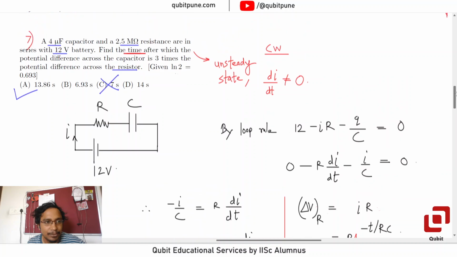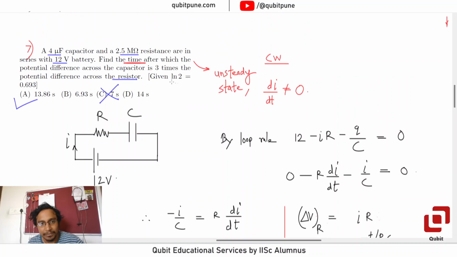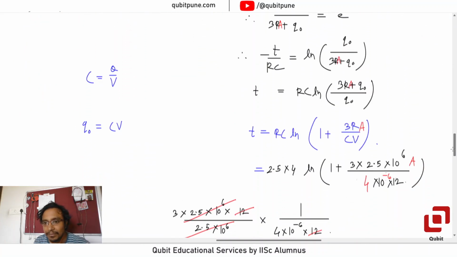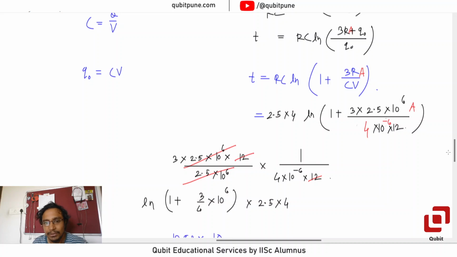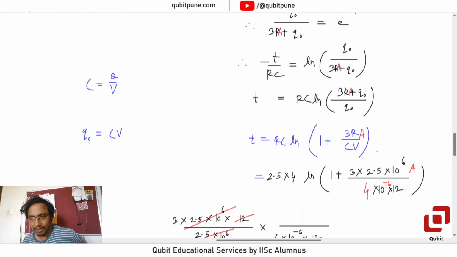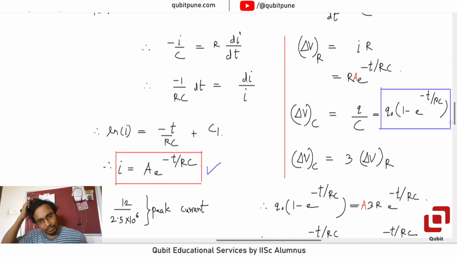The correct answer is 13.86 if ln2 is used. Now if they have given us ln2 as 0.693 in our expression or in our solution, ln2 should appear somewhere. And we don't see that ln2 coming anywhere here. So look at it once, and if it doesn't come, I will send the solution in 5-10 minutes.